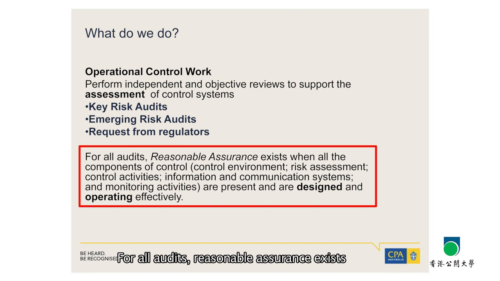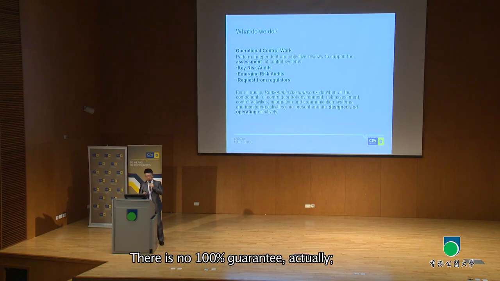For all audits, reasonable assurance exists when all the components of control, including control environment, risk assessment, control activities, information and communication system, and monitoring activities are present and are designed and operating effectively. So the keyword here is reasonable assurance. There's no 100% guarantee, actually.